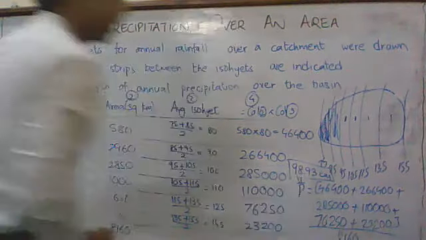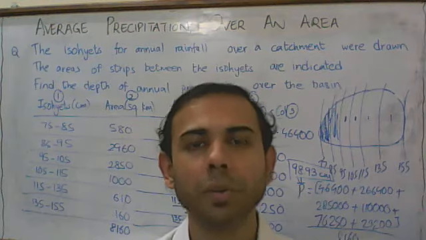So these were the three methods with which we can find the average precipitation over an area. These were the arithmetic mean method, the Thiessen polygon method, and the isoheital method. These are very simple numericals. If you try to solve on your own, you will be able to do it.